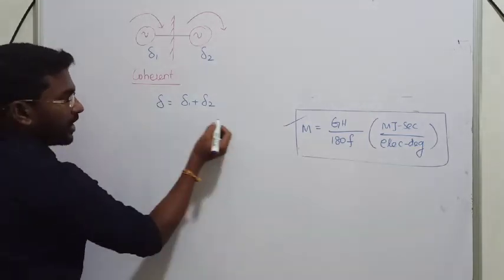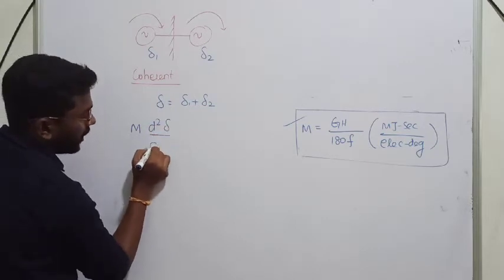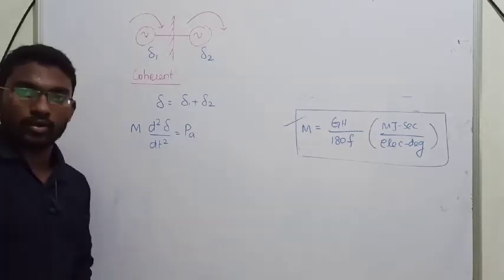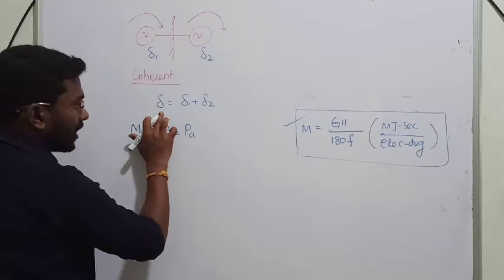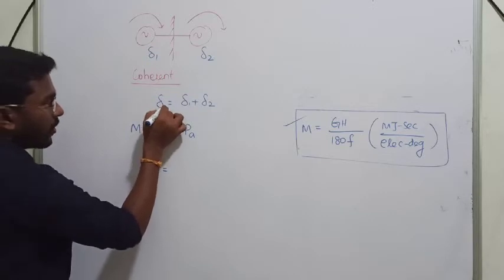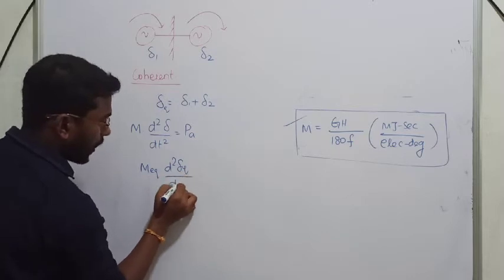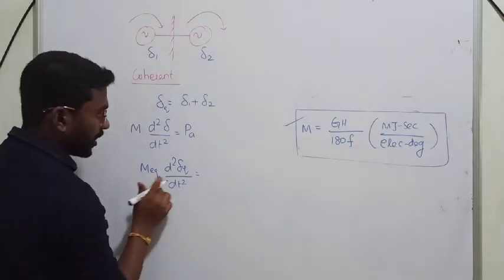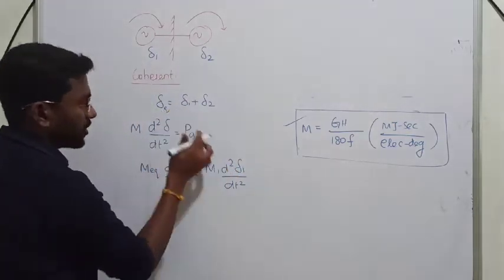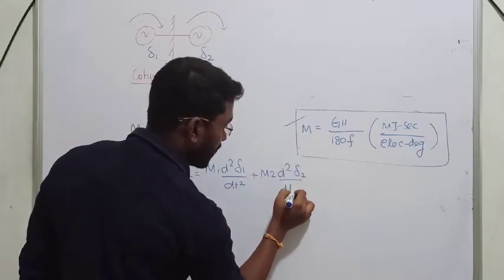In such a case, the swing equation can be written as M into d square delta by dt square is equal to the accelerating power Pa, that is our swing equation, or Pm minus Pe. I know that one. From the second, if delta is equal to delta 1 plus delta 2, then the swing equation can be written as M equivalent, this is delta equivalent. So what will this become? M equivalent into d square delta equivalent by dt square is equal to M1 into d square delta 1 by dt square for the first machine plus M2 into d square delta 2 by dt square for the second machine.